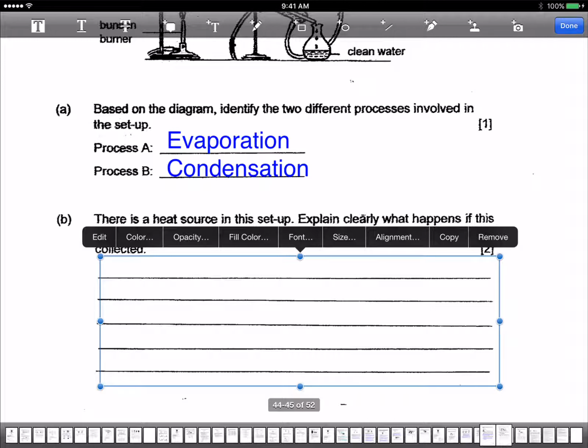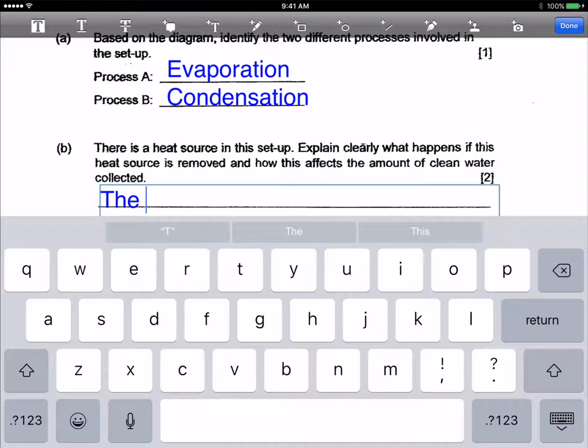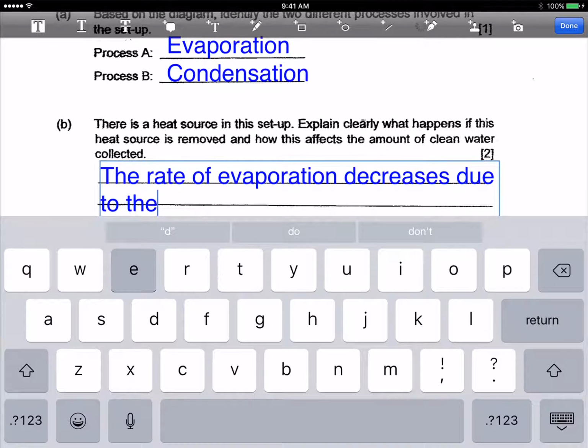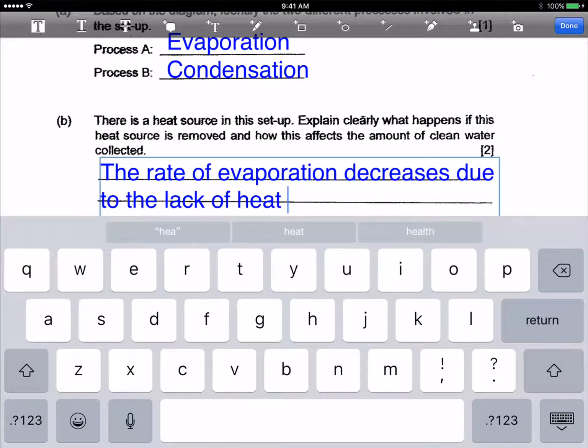I asked Sing Yang, then I said, the rate of evaporation. Because I was looking down, so it sounded a bit weird. Never mind. Ryan, come. What happens to the rate of evaporation? Okay, the rate of evaporation decreases. Why? Evaporation needs heat. Yeah, okay, good. The rate of evaporation decreases due to the lack of heat source.